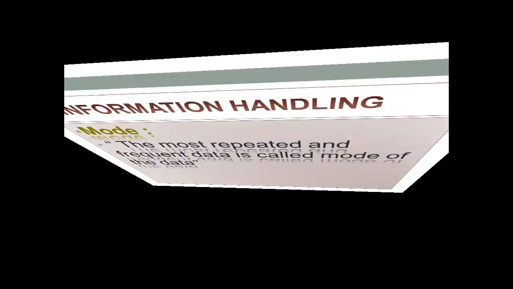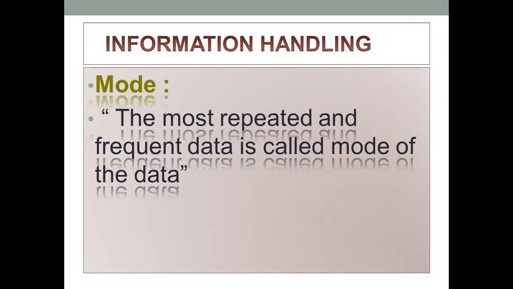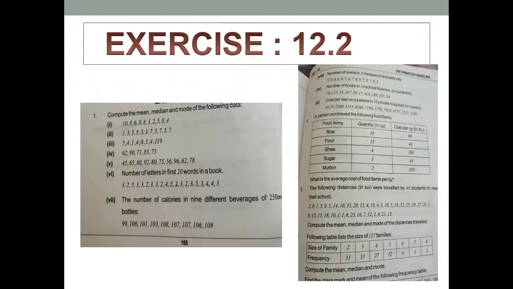And mode: the most repeated and frequent data is called the mode. We see which number is repeated in the data the most, and that will be the mode. There is no calculation and no formula for the mode of ungrouped data.